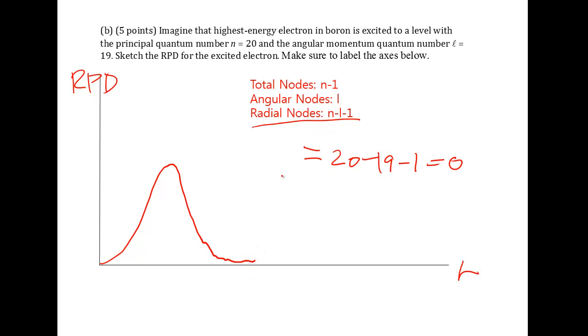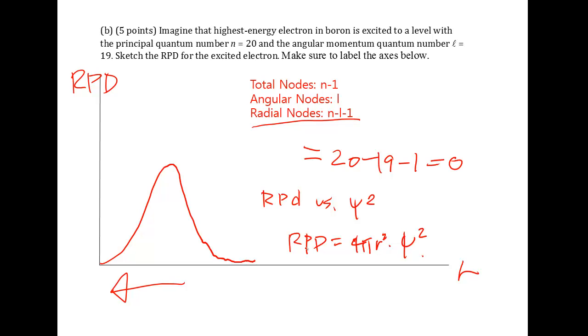Note the difference between RPD and psi squared. RPD is a function that is 4 pi r squared times psi squared. As R goes to 0, RPD goes to 0 regardless of psi squared, because 0 times psi squared is 0 regardless. So we can see that RPD always passes through the origin when you plot against R.